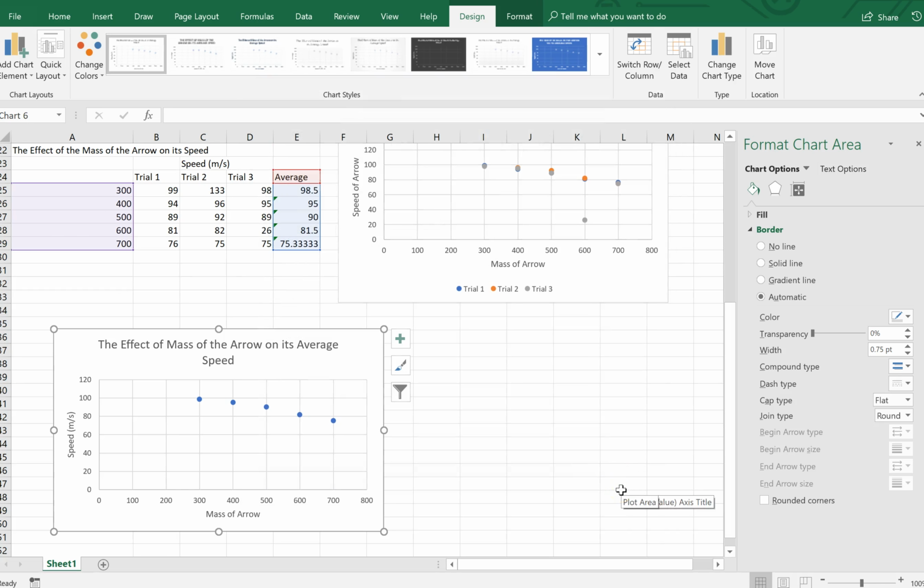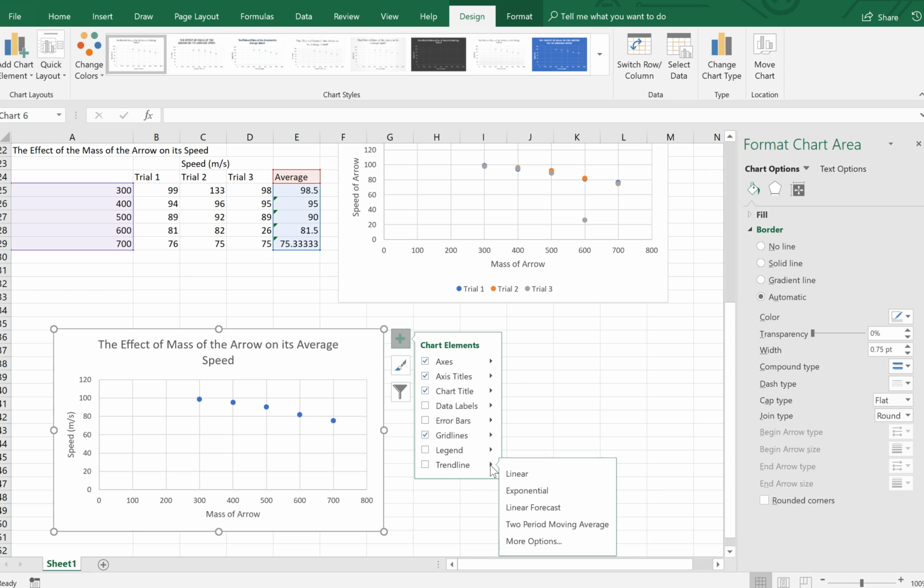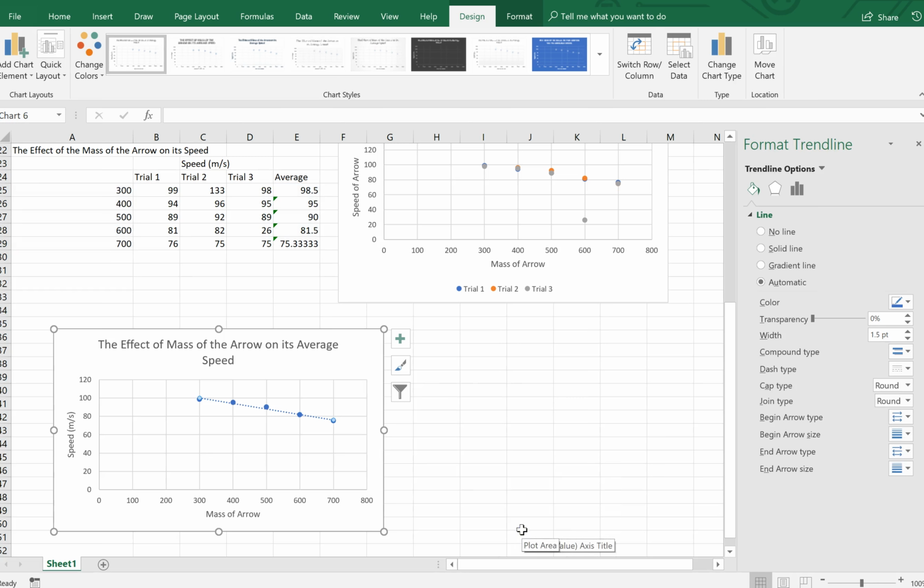Now, what we can do is we can go and add a trend line. So before I click on adding a trend line, I'm going to click on this little arrow thing, and I can choose what type of trend line I want, and I'm going to go down to more options, and right now it's got me set up as a linear line.